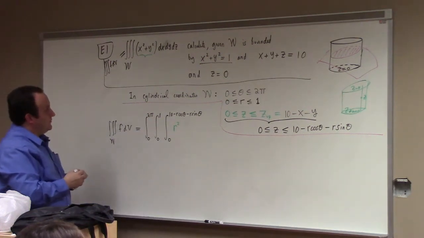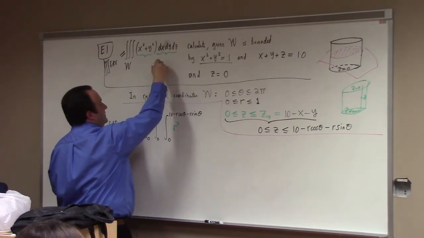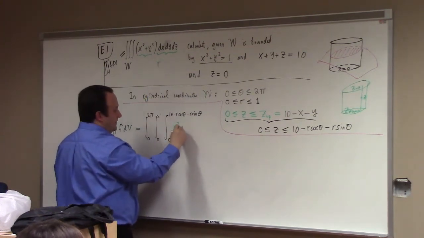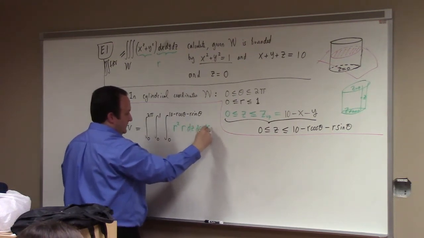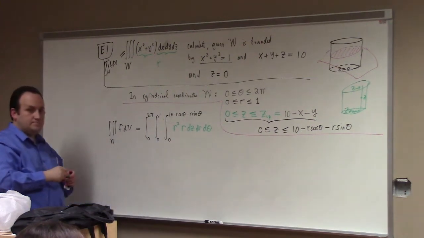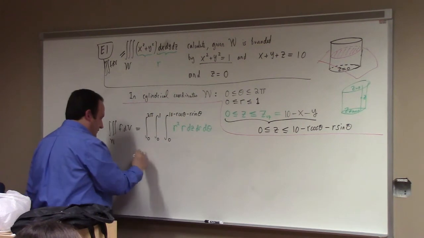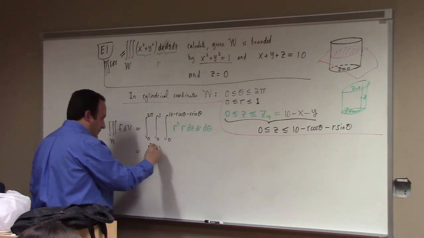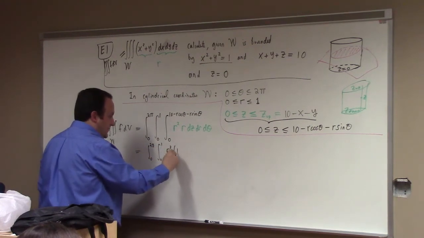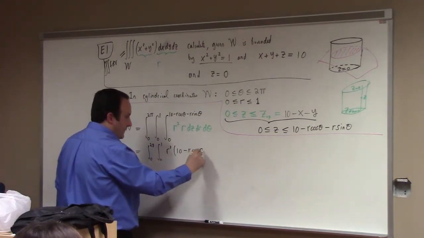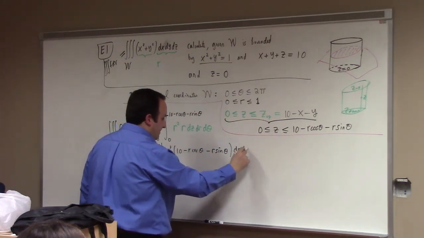All right, and then how about this? What's this in terms of cylindrical coordinates? We worked that out. That's r. Yeah, but unfortunately here I should write r dz dr d theta, right? So this will give us the integral from 0 to 2 pi, the integral from 0 to 1 of r cubed times 10 minus r cosine theta minus r sine theta, dr d theta.